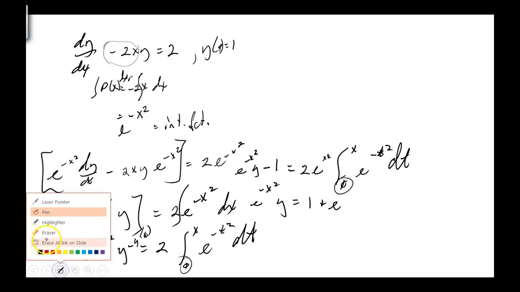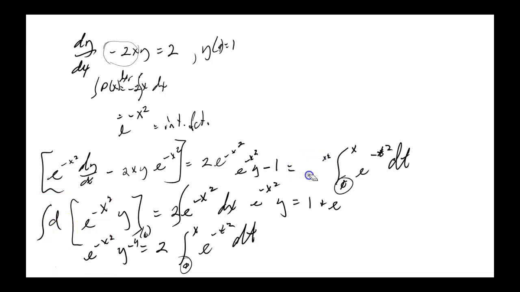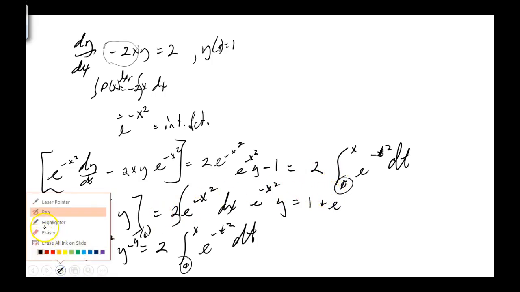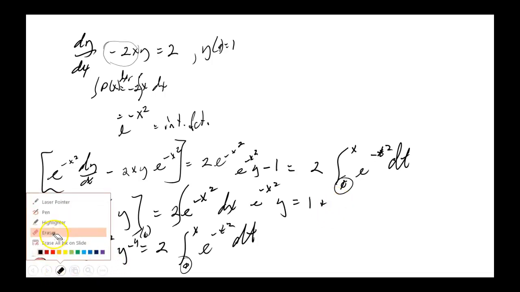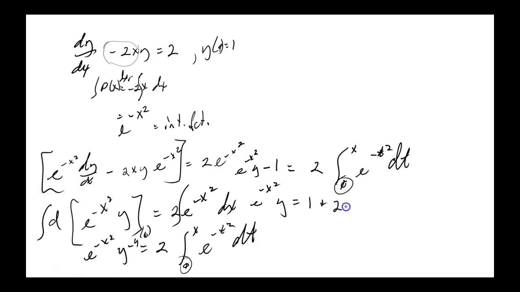Okay. Hold back just a minute. I shouldn't have put that in yet. I had done it earlier thinking it was there, but this is just a 2 here now, from right here. 1 plus 2 integral 0 to x e to the minus t squared dt, okay?